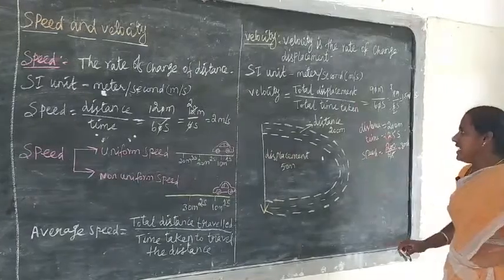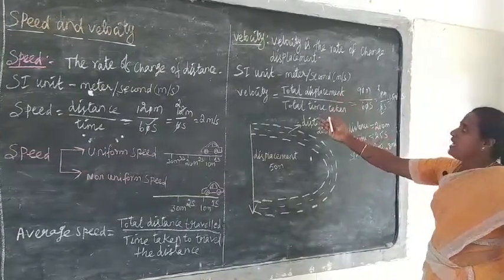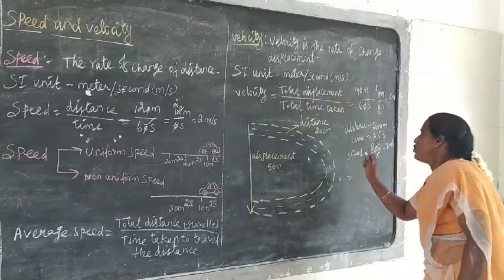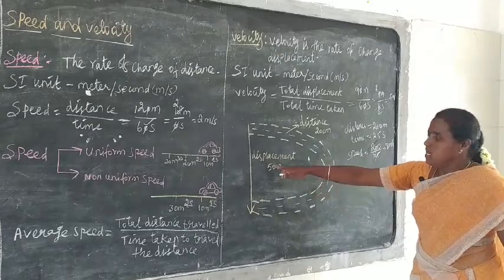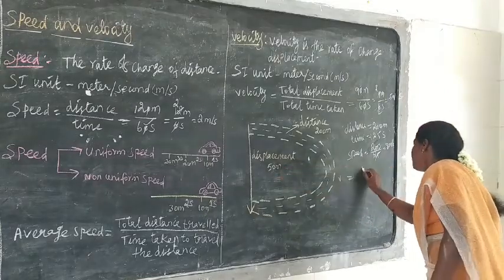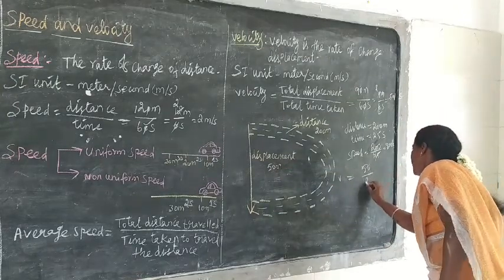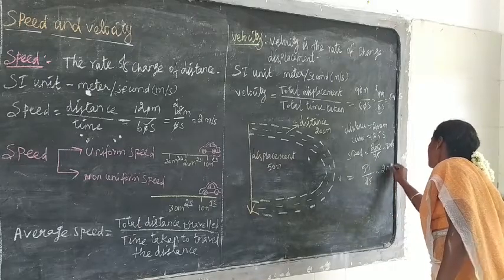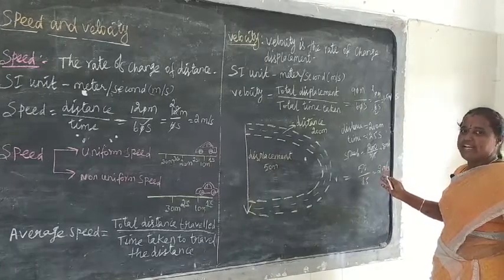Next one, velocity. What is the formula for velocity? Total displacement divided by total time taken. Velocity v is equal to total displacement. Total displacement, how much? 50 meter. 50 divided by time, same, 25 seconds. Therefore, 2 meter per second. Velocity v is equal to 2 meter per second.